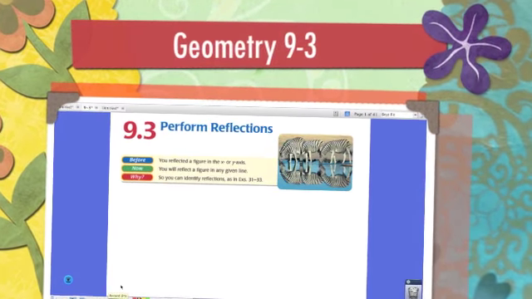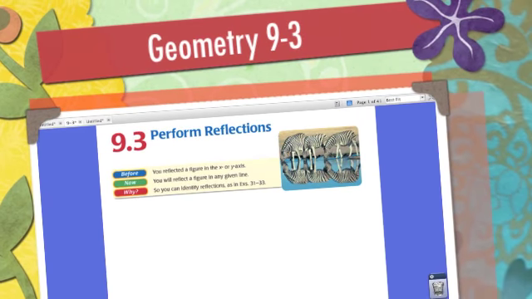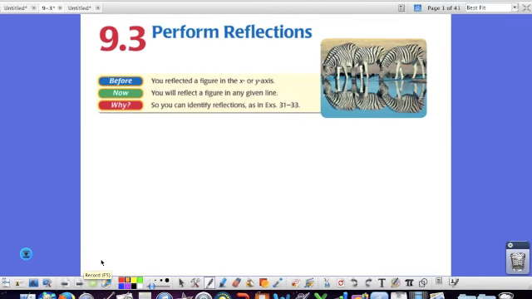In lesson 9.3, we will perform reflections. We will reflect a figure in any given line. In the past, we've only reflected figures over the X or Y axis.